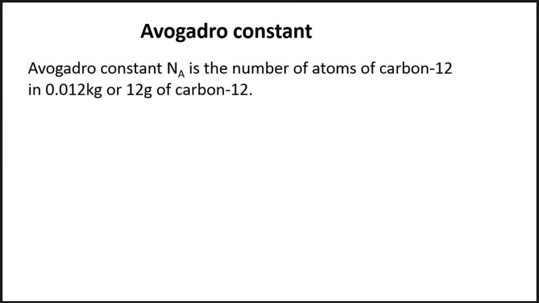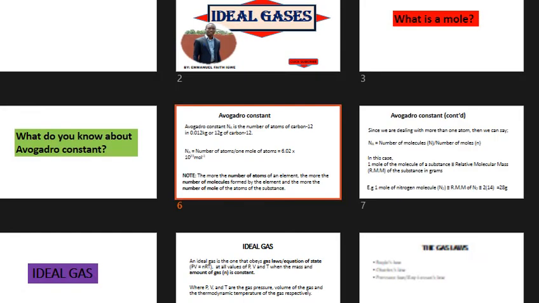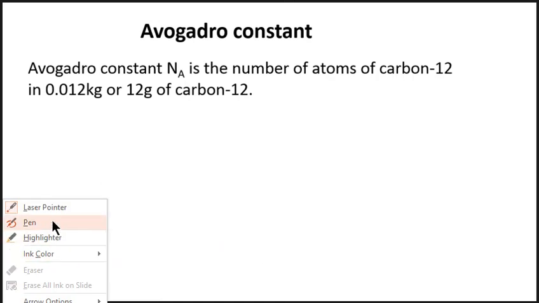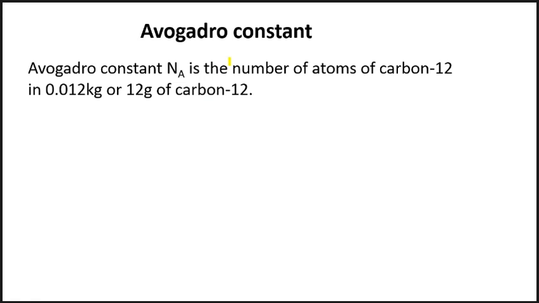There are 2 salient points right there. One, Avogadro's constant is simply the number of atoms of carbon-12. This carbon-12 could be any other substance, not necessarily carbon-12. It could also be any other element.